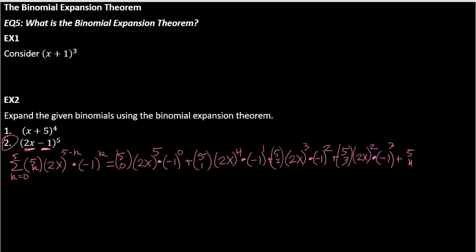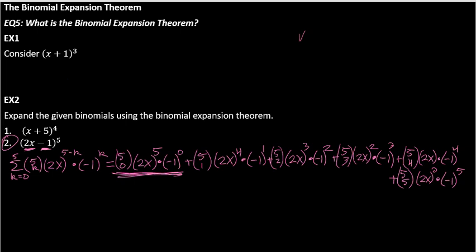Plus 5 choose 4 times 2x to the first power, negative 1 to the fourth, and I ran out of room, but that's not that big a deal. Plus 5 choose 5 times 2x to the 0 times negative 1 to the fifth, right? So start from the drawing board, start with our first term. So 5 choose 0, we already know that's going to be 1.